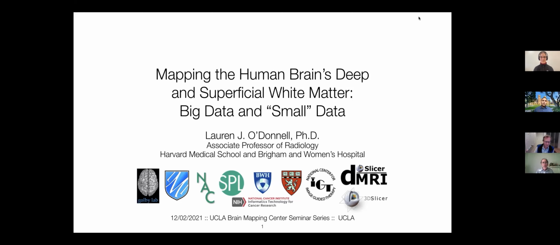So today she's going to talk about two things. One, mapping these deep white matter fiber tracts in very large harmonized diffusion MRI datasets, a topic which is very relevant now, especially with the public release of large brain databases. And two, mapping the superficial white matter, these small fiber pathways near the cortex, which are now beginning to be studied as more high resolution data sets become available. So let's welcome Lauren. Thank you very much.